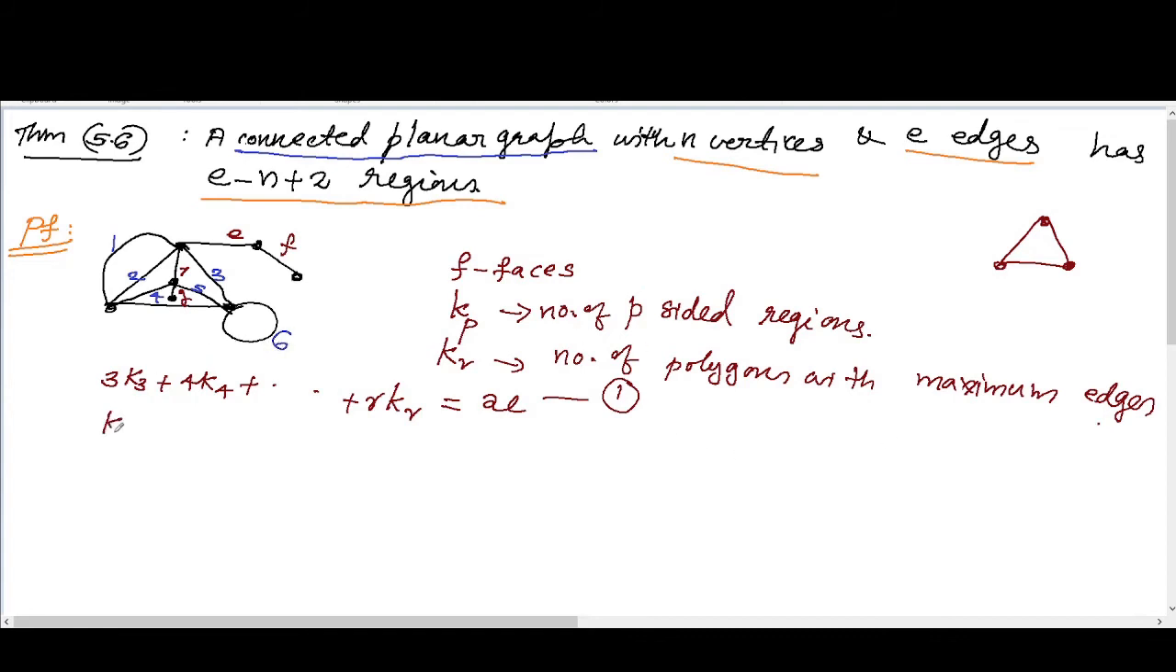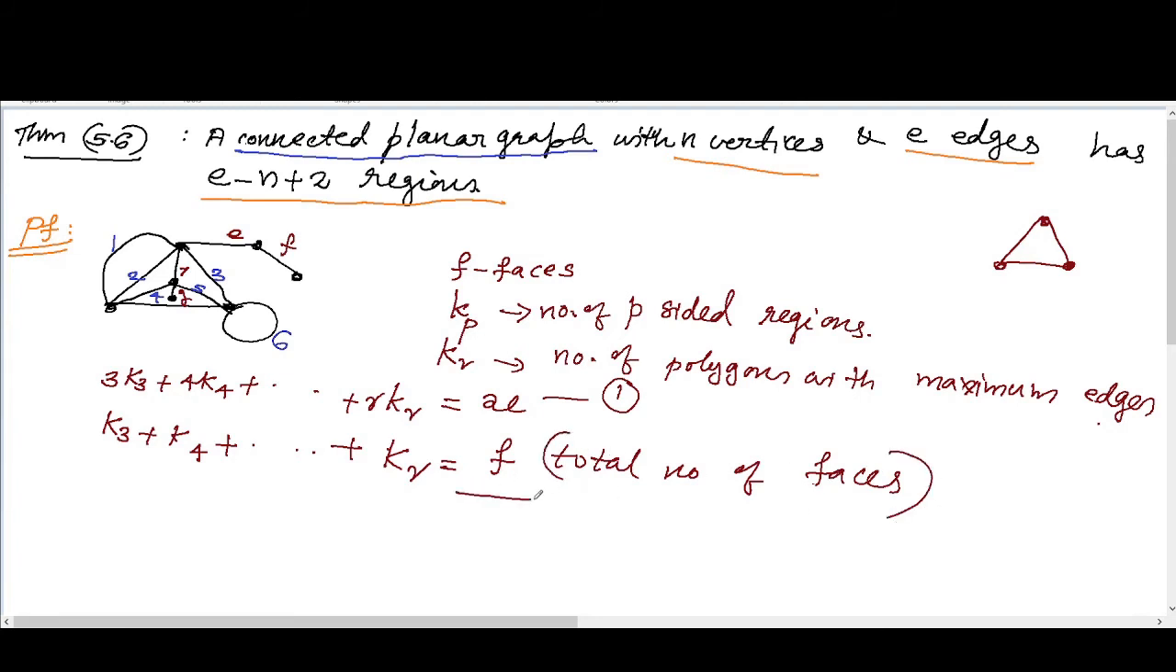Also, here K3 denotes a region with 3 sides, K4 denotes another region with 4 sides. So, what is the total number of regions here? The total number of regions is F. This is the total number of faces. Now, you take this as equation number 2.